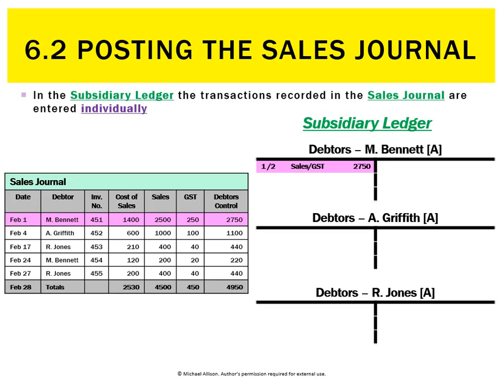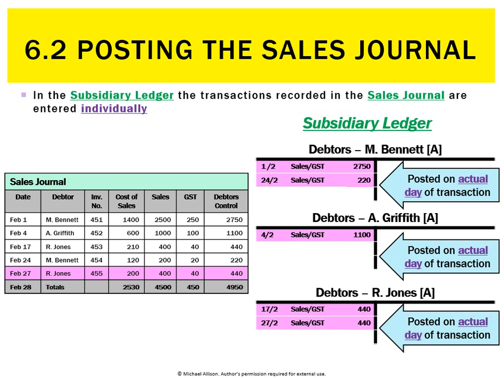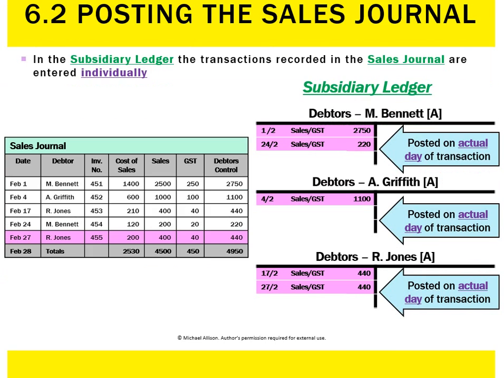So on February the 1st we made a sale to M. Bennett plus GST for a total of 2,750, so that was entered on the actual date that it occurred. February 4th, $1,100 to A. Griffith, entered on the day that it happened. On the 17th, $440 to R. Jones. Back to M. Bennett on the 24th, and R. Jones again on the 27th. So each transaction entered on the actual date that it occurred.